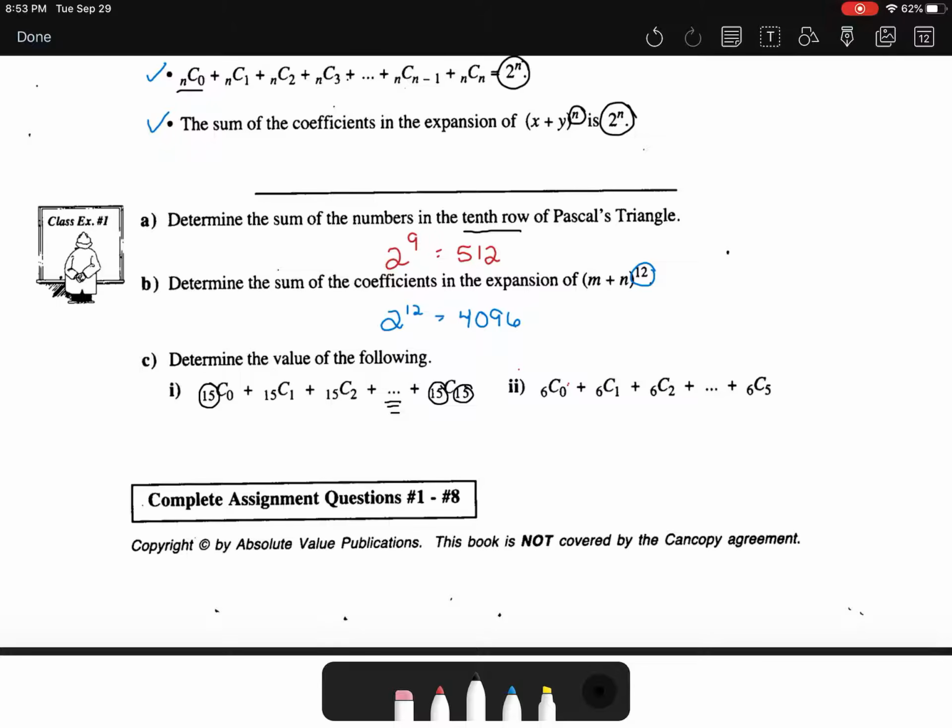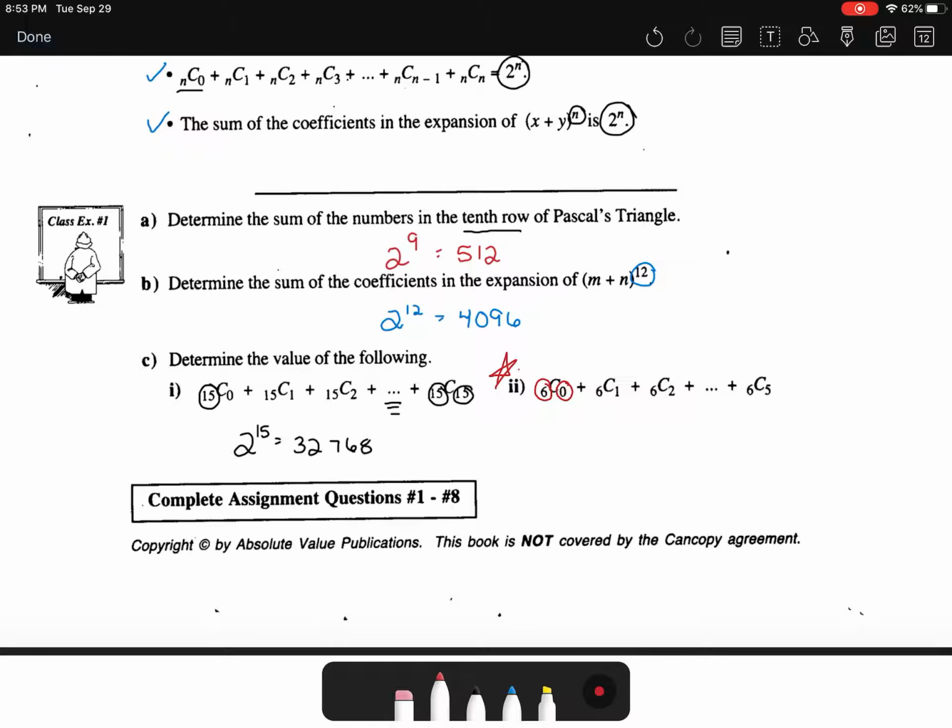So when I'm going 15 choose 0, 15 choose 1, and so on, that is just going to be 2 to the exponent of 15, which is 32,768.